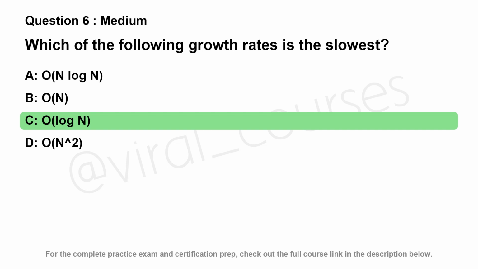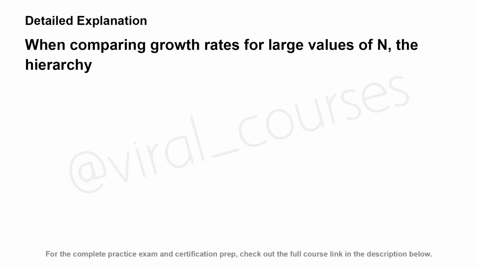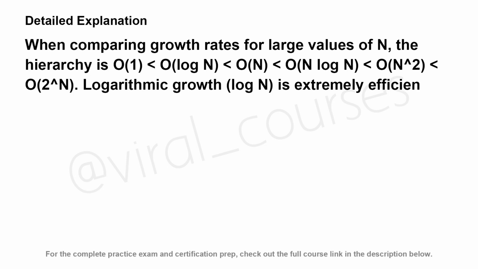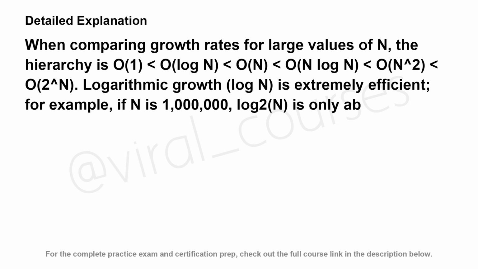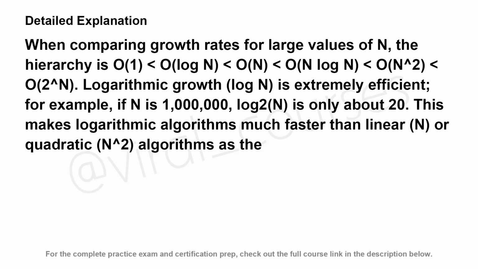The correct answer is C. When comparing growth rates for large values of n, the hierarchy is O(1) less than O(log n), less than O(n), less than O(n log n), less than O(n squared), less than O(2^n). Logarithmic growth, log n, is extremely efficient. For example, if n is 1 million, log2 n is only about 20. This makes logarithmic algorithms much faster than linear or quadratic algorithms as the input size increases.